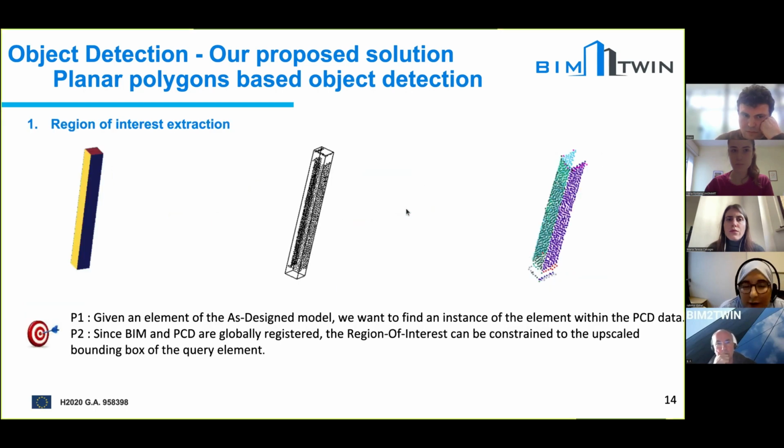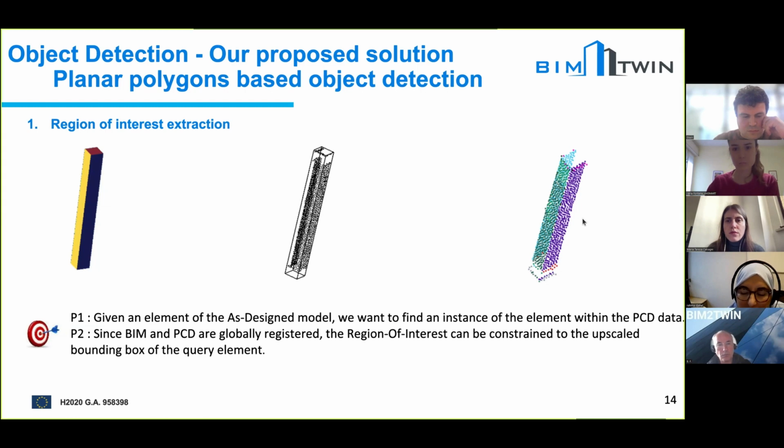The first step of our object detection algorithm is to extract the region of interest. We start by assuming that the BIM model and the 3D point cloud representing the construction site are registered. With this assumption, we can suppose that the region of interest can be concentrated on the upscaled bounding box of the key elements.